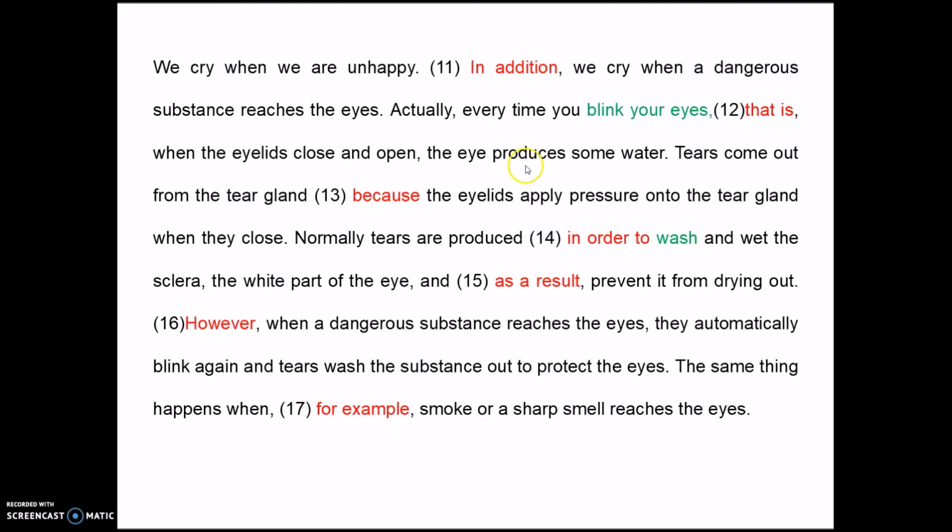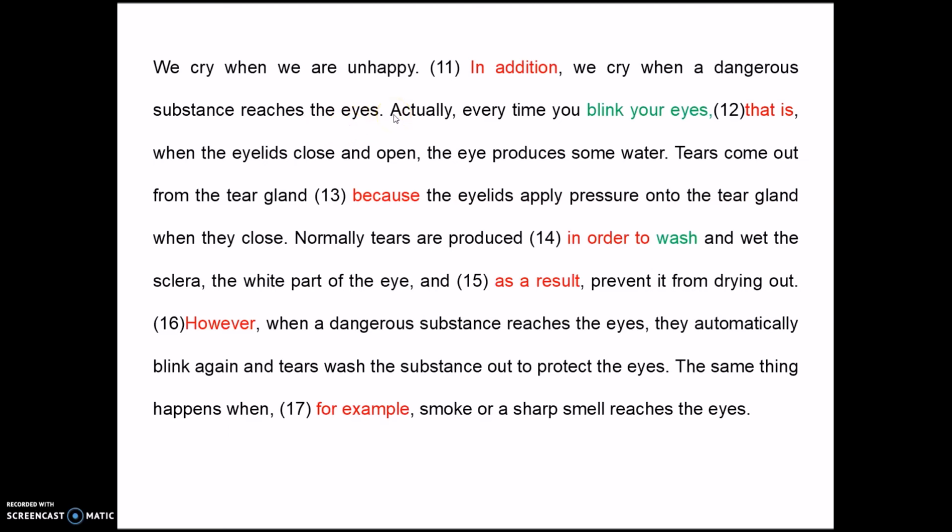In the first blank, I mean in 11, we use in addition because we give another situation in which we cry, which is when a dangerous substance reaches the eyes. So we provide extra information about when we cry.